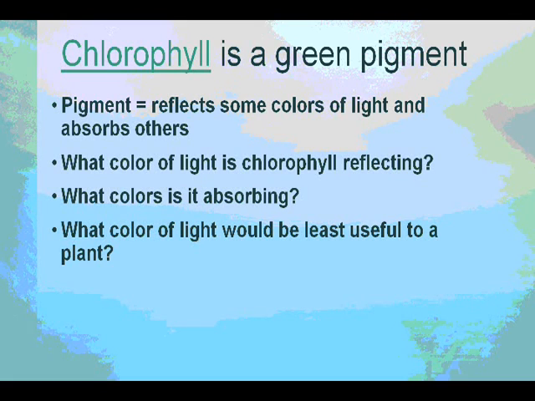Therefore, the color of light that would be least useful to a plant would be green. All of the light would bounce off of the plant's leaves, and it wouldn't be able to absorb anything to do photosynthesis.